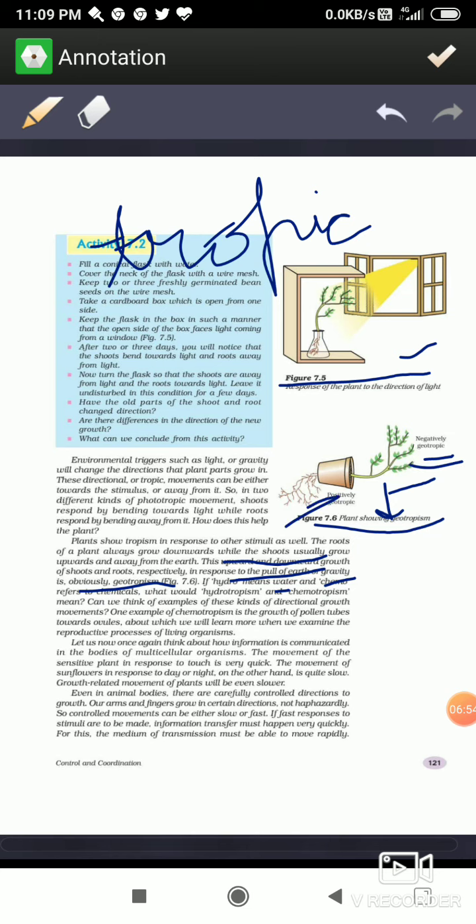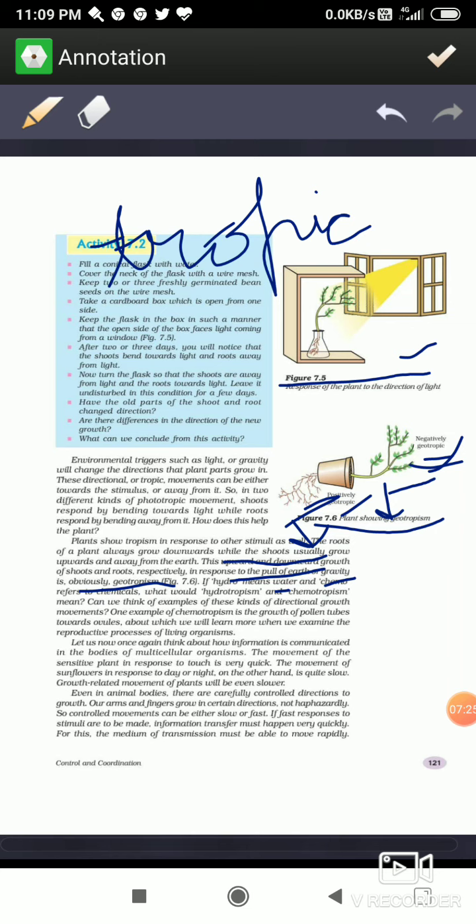But look at the roots. These are going towards the gravity. So we will call the movement of roots or the growth of roots as positively geotropic. So geo means again gravity and tropic means movement. So the movement which is towards the gravity, that is positively geotropism, and the movement which is opposite to the force of gravity, that is negatively geotropic.